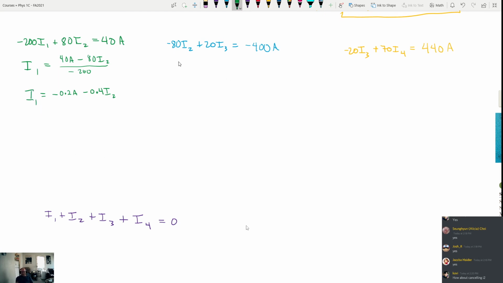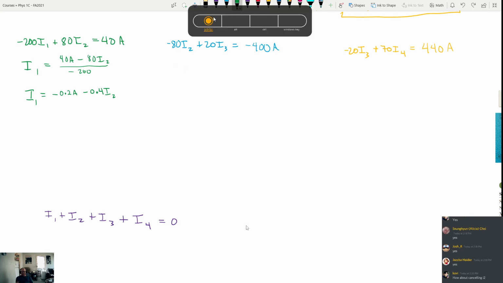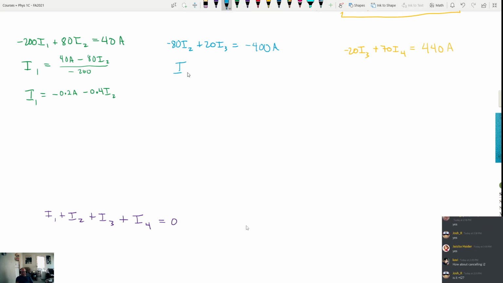We can solve for I3 in this equation. So I3 in this equation, let's stick with blue so you can kind of distinguish what we're doing here. Is it positive? Yes. Thank you. Negative over negative. This one should be positive. I appreciate that. Okay. In our second equation, we want to solve for I3. So I3 is going to be negative 400 amps plus 80 I2 divided by 20, because that's the coefficient here. So we end up getting that I3 is, see, 40 over 2 would be 20, negative 20.